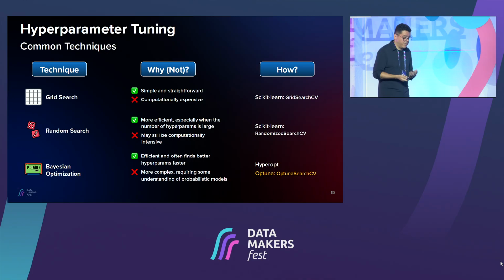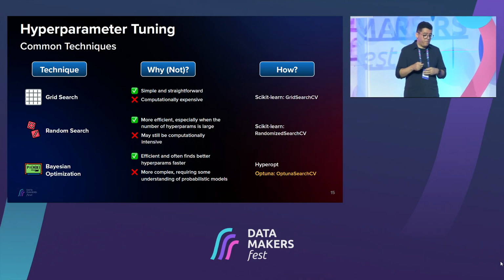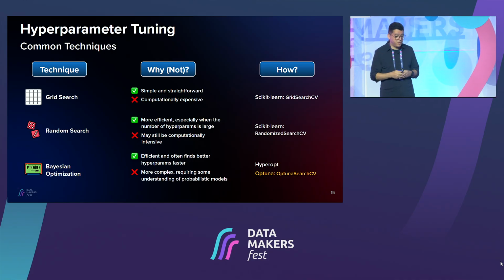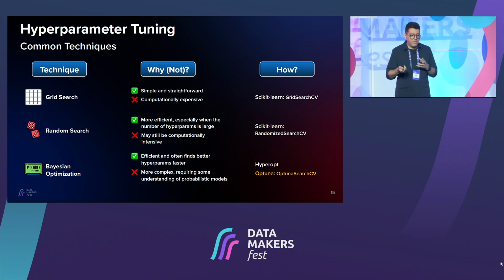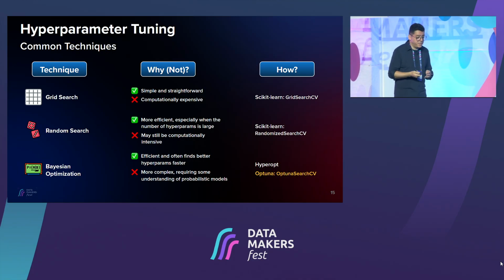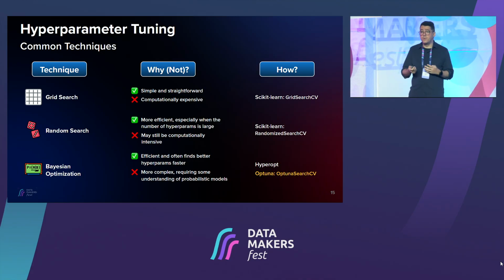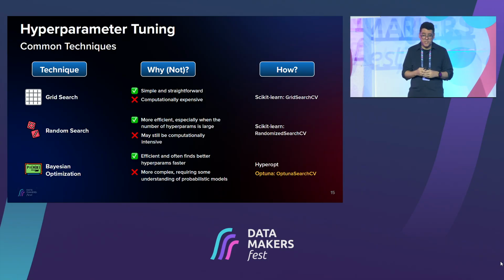And finally, the one that I like the most is Bayesian optimization. It's more efficient and leads to faster convergence and eventually finding better hyperparameters. It's a bit more complex because it requires some understanding of probabilistic models, but it's a really nice solution. You have here, for instance, Hyperopt and Optuna as good candidates. But Optuna is actually my favorite one, especially because it has nice integration with scikit-learn models and scikit-learn tools, as for instance, Optuna Search CV.